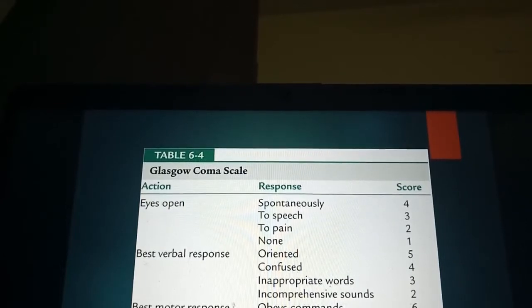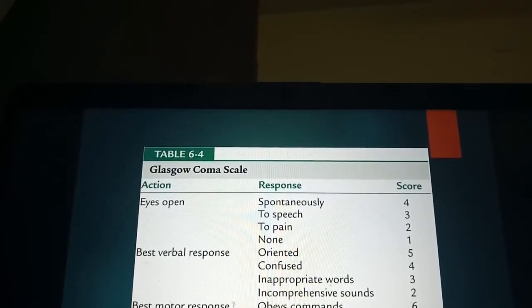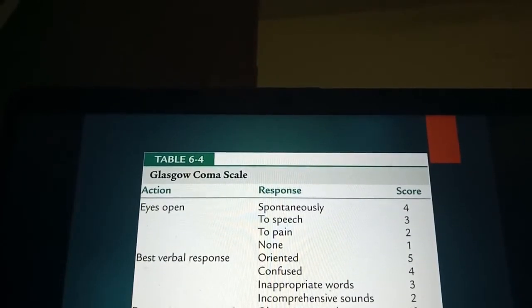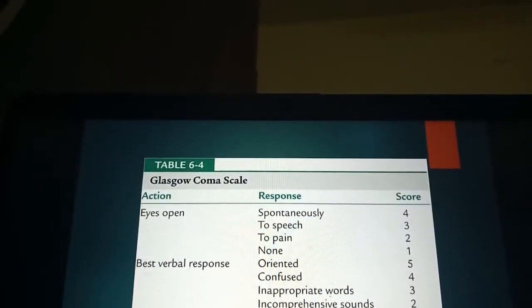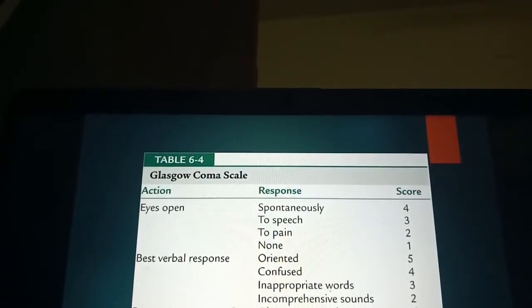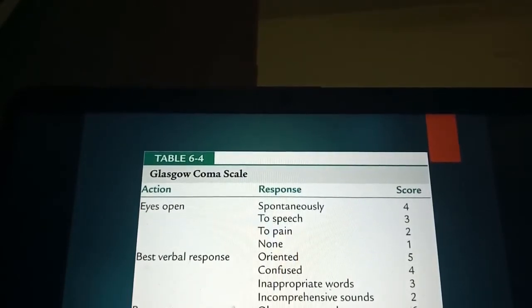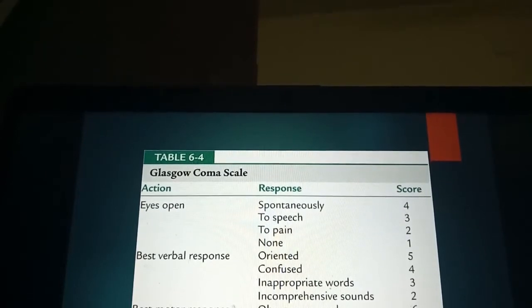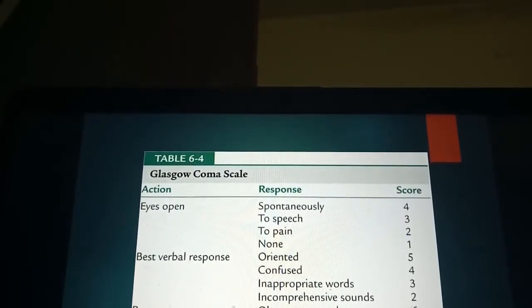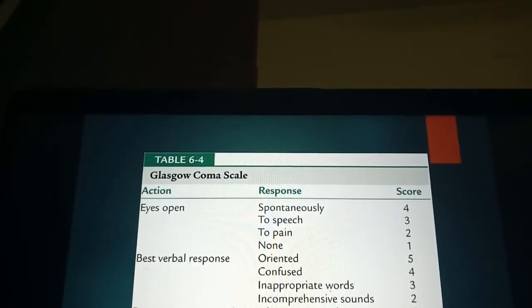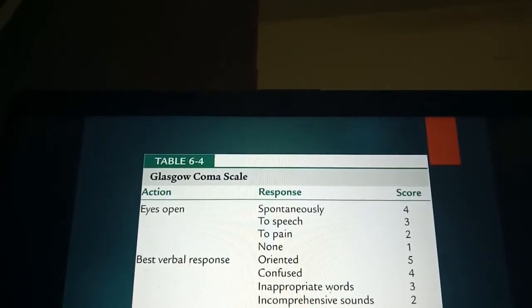Okay, so the minimum score will be 3 and the maximum score is 15. If a person is in deep coma, they will have a score of 3. If they are normal, no coma, they will have a score of 15. So this is one of the most important assessments that we do in neurological examination for all patients who have had head injury, trauma or any neurological deficit. We will do this test to see how oriented and how normal they are and how the central nervous system is functioning.